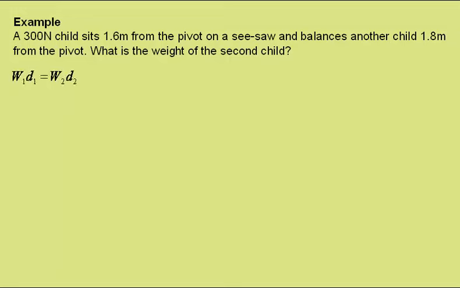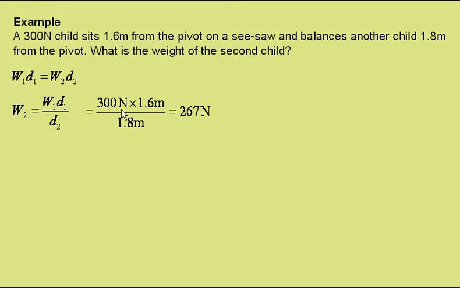Well, we've got our equation: weight 1 multiplied by distance 1 equals weight 2 multiplied by distance 2, and so we can rearrange for weight 2, the weight of the second child. Putting in the numbers, weight 1 was 300 newtons, distance 1 1.6 meters, and distance 2 1.8 meters, giving the weight of the second child as 267 newtons. A quick check: they are further from the pivot and so must weigh less, and in this case they do weigh less than the 300 newtons of the first child.